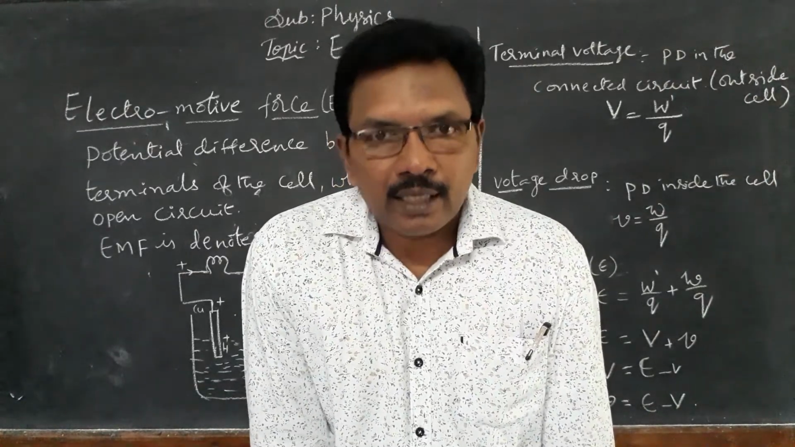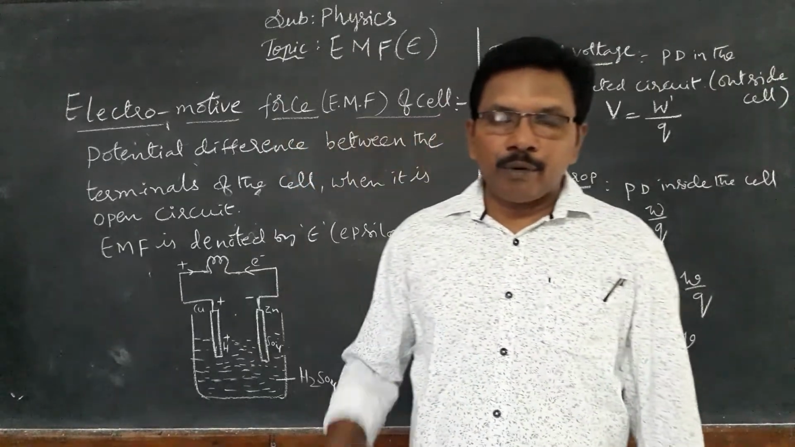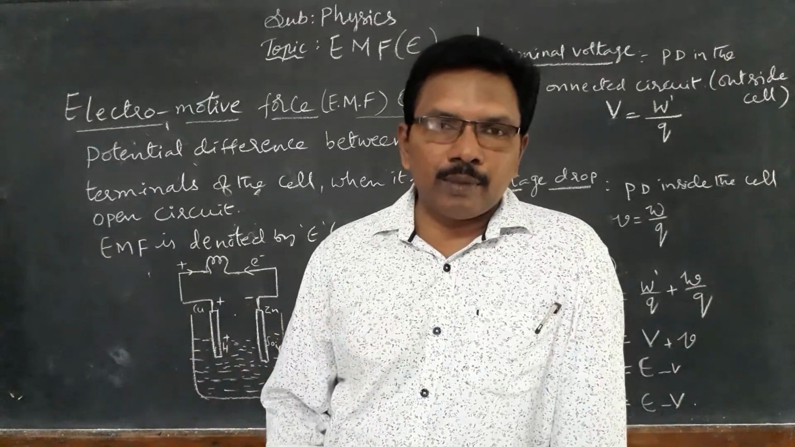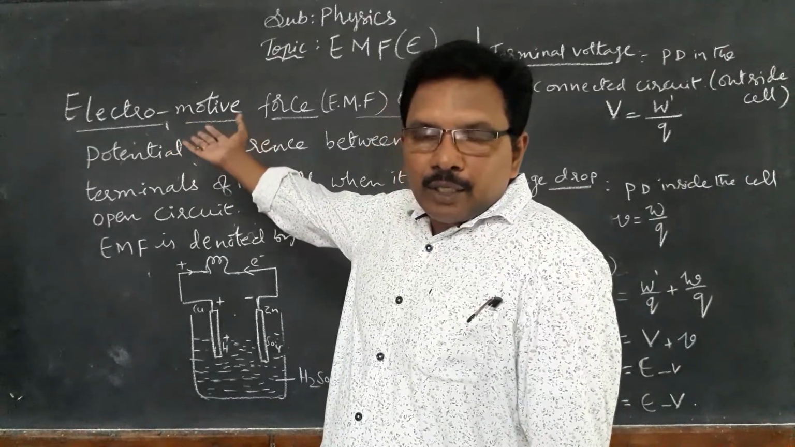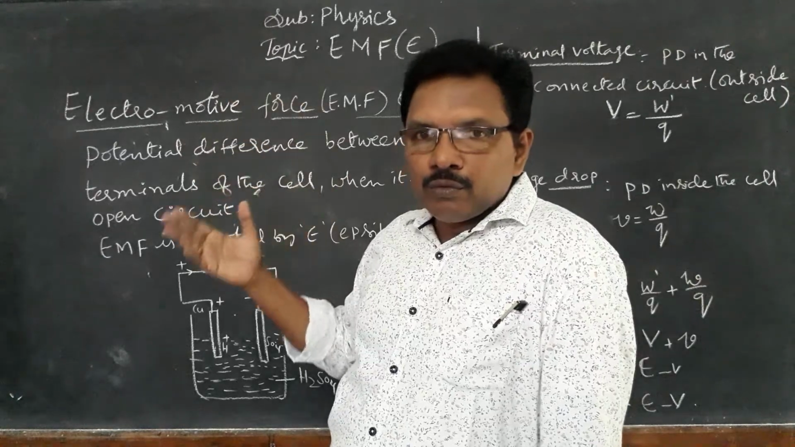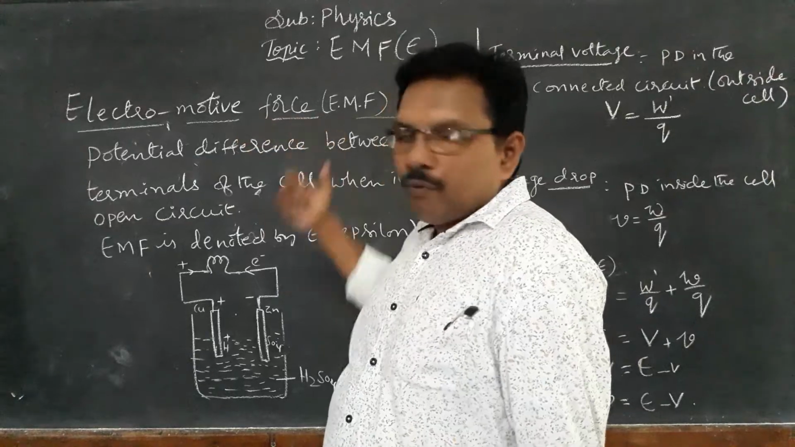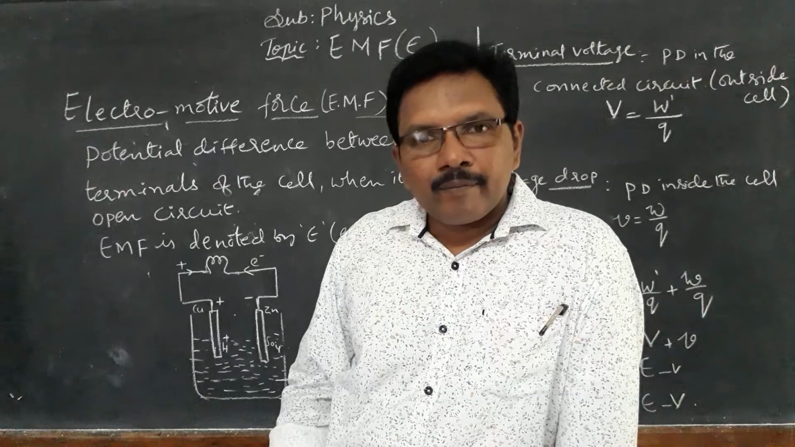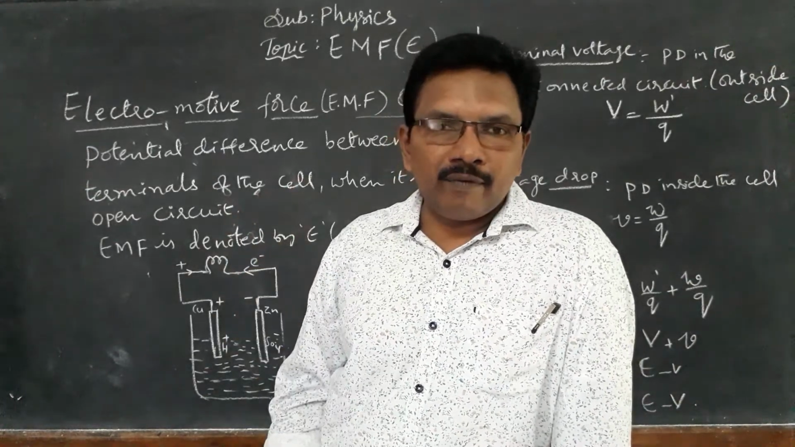EMF of the cell is nothing but the energy the cell can provide to move the charge from one place to another place. Electromotive force is the energy supplied to the electrons to motivate them to move from one place to another place. It is given by the cell. In a simple way, we can say that it is potential difference.